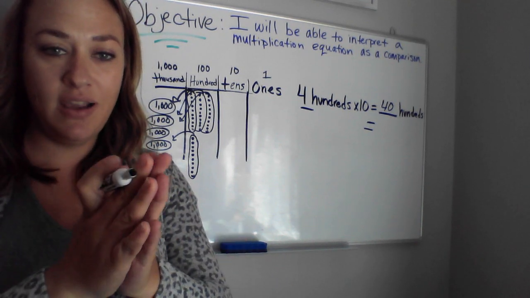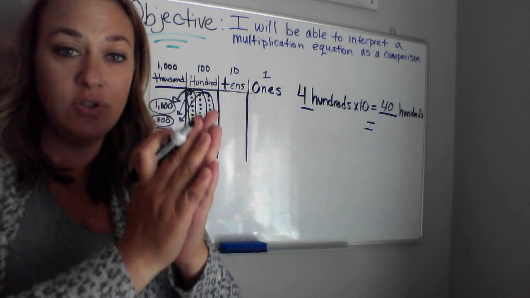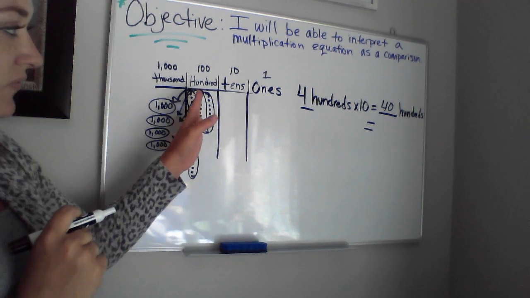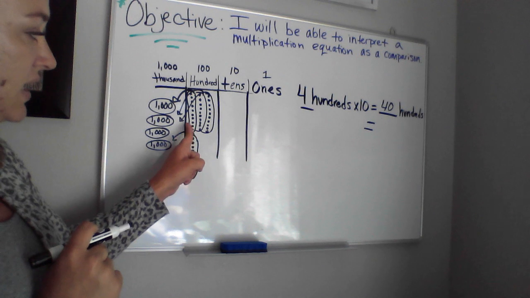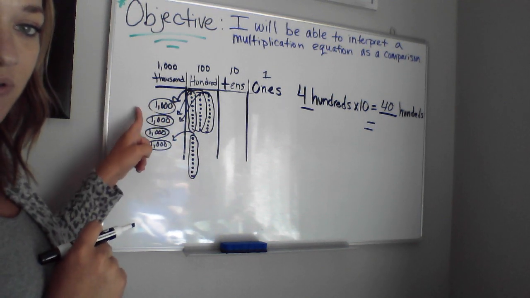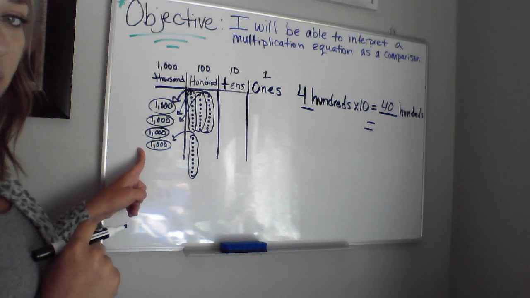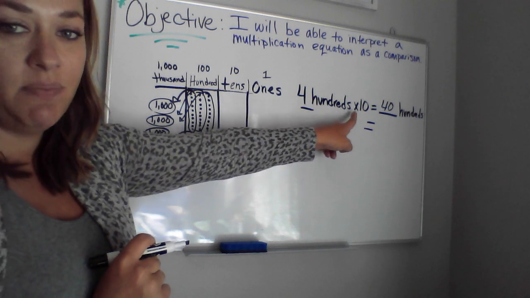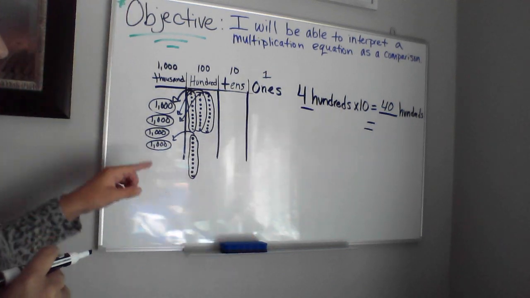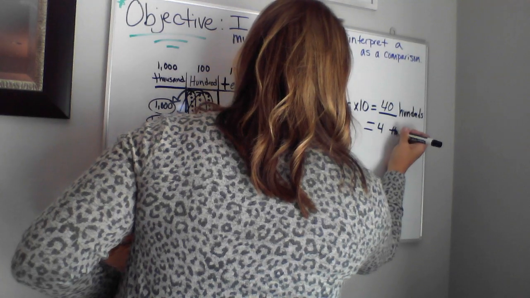So that's why we're wanting to make that connection of, well, if I have a group of 10 in my hundreds place, that's equal to 1,000, okay? So if I have 40 hundreds, my one group of 10 gave me 1,000. So how many thousands do we have? 1, 2, 3, 4. So my 400s multiplied by 10 gives me 40 hundreds, but we know that that 40 hundreds is equal to 4 thousands.